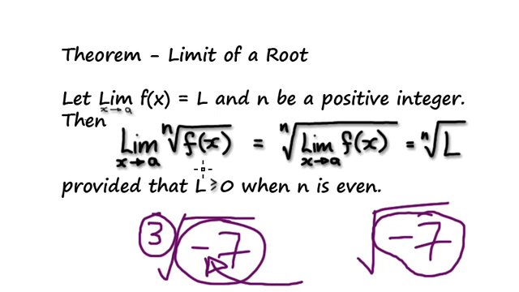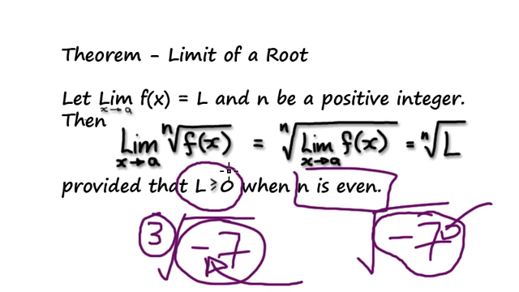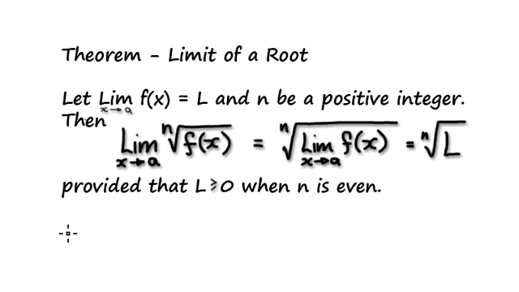Well, here what it's saying is that when n is even, just make sure the limit is greater or equal to 0. Okay, but when it's odd, you can have whatever you want. That's what it's saying. Okay, in the next video I will give you an example.